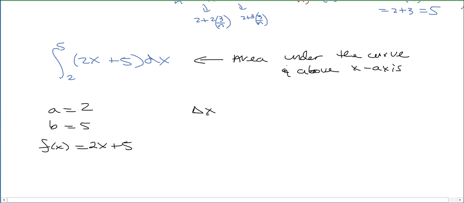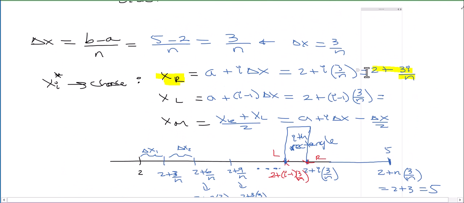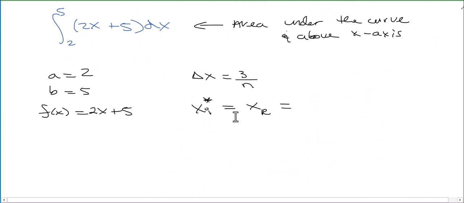We already calculated that our delta x is b minus a over n. So delta x is 3 over n. And we are going to choose to use the right endpoint. So our x sub i star, we're going to choose as the right endpoint, which we said in this case is 2 plus 3i over n. So those are the factors to find in order to write the Riemann sum.